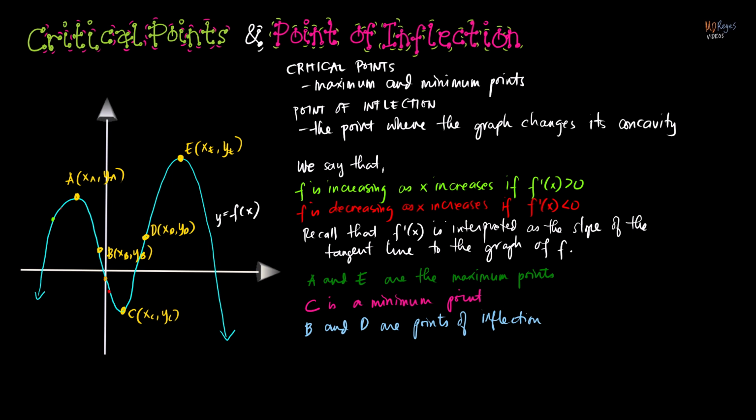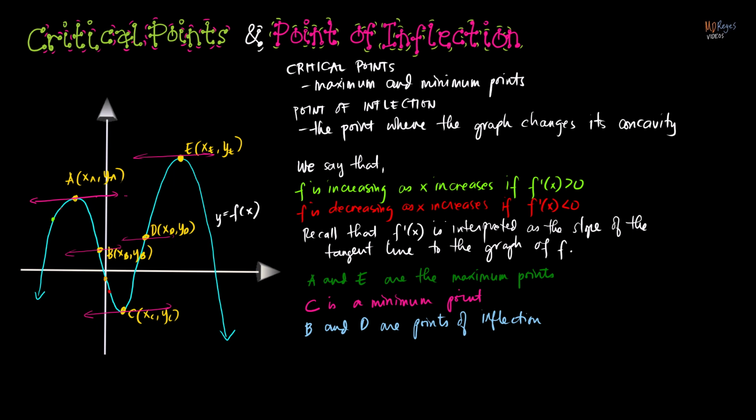So when is the slope of a line equal to 0? Whenever the line is horizontal. So the tangent lines at the critical points and at the point of inflection of the graph are all horizontal lines. So at point A, the tangent line is a horizontal line. At point C, where it is a minimum point, the tangent line is a horizontal line. At point E, the tangent line is also a horizontal line. And at points B and D, the tangent lines are horizontal lines as well.